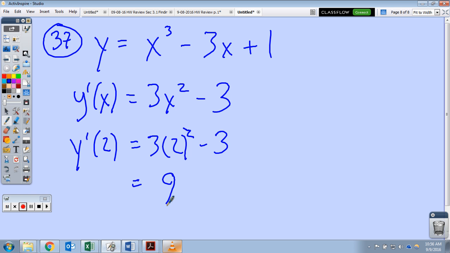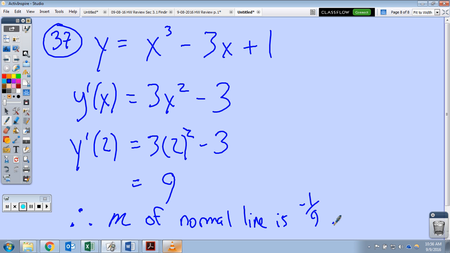So therefore we know the slope of our normal line is negative 1/9. I'm just going to write m, you guys know what m is. Slope of the normal line is negative 1/9. Okay, so we have that piece of information. Do we have a point that exists on this line? Yep, it would also be 2, 3. And I don't care whether you use point slope form or slope intercept.